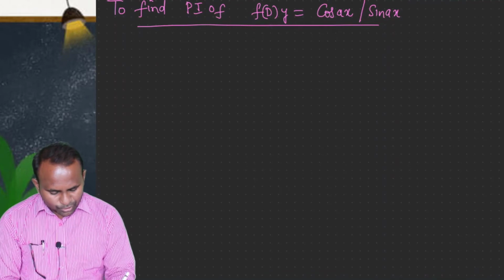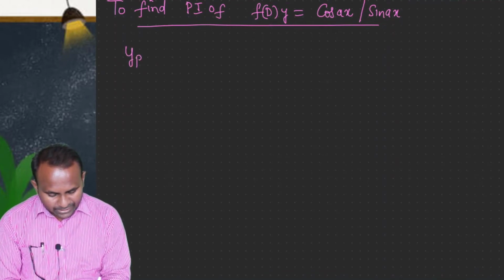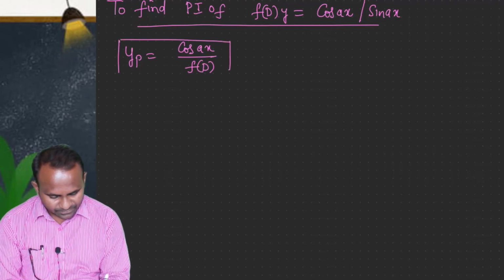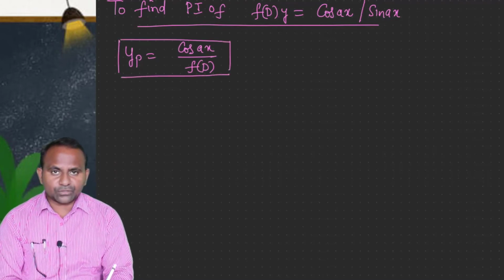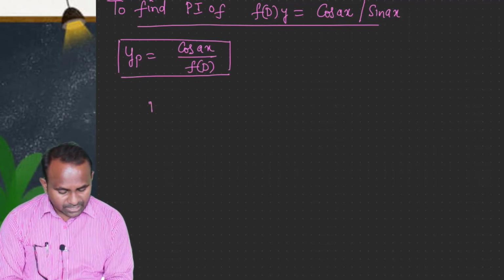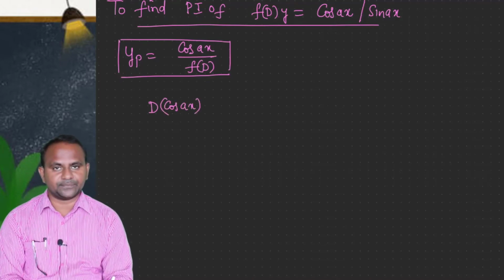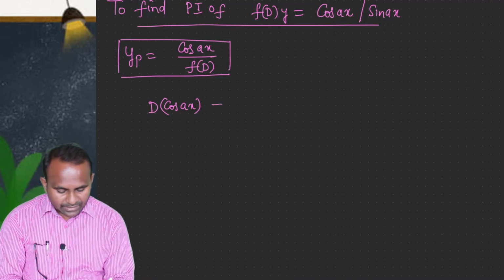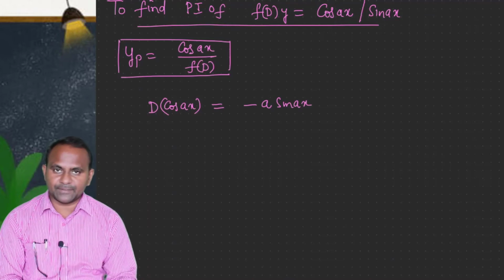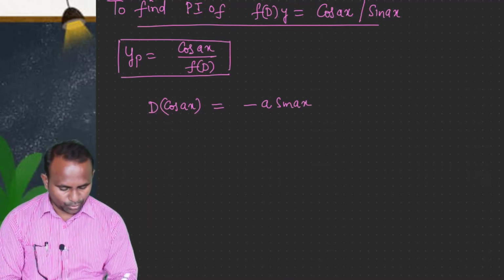So when you are interested in finding the particular integral, suppose you write y from this, it's cos ax over f of D. This is what your particular integral is. But before dealing with this particular integral, let me tell you one thing: suppose you operate the derivative D on this cos ax, we'll see what will happen. This gives you minus a times sin ax. D stands for the derivative of cos ax, a simple known formula.